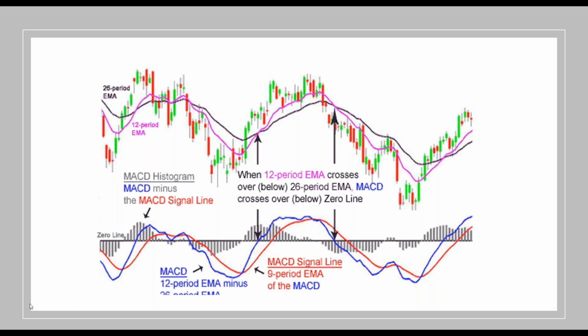Okay. For the person who says which one is the 12 and which is the 26, it doesn't make a difference. Okay, I explained that. You've done the calculations, you put them on, you've subtracted one from the other, and it's given you the MACD line down below. You never ever have to do this because it's done for you automatically.